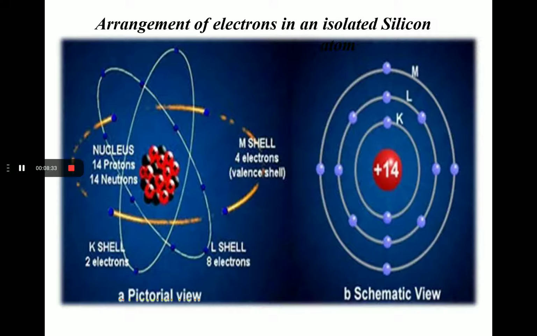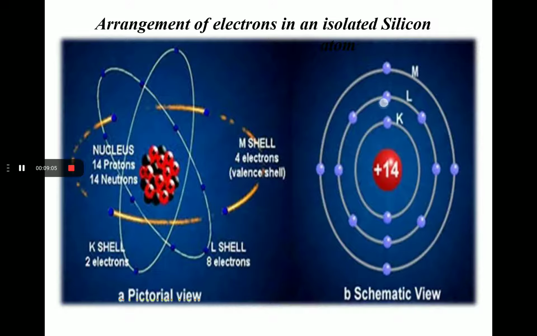In a crystalline solid, numerous silicon atoms will be present, but the first orbit of each atom will have the same force of attraction between the atomic nucleus and the first orbit. The force of attraction on the first orbit electron of one silicon atom is the same as that on the first orbit electron of a neighboring atom. So the first orbit electrons will have almost the same energy level.